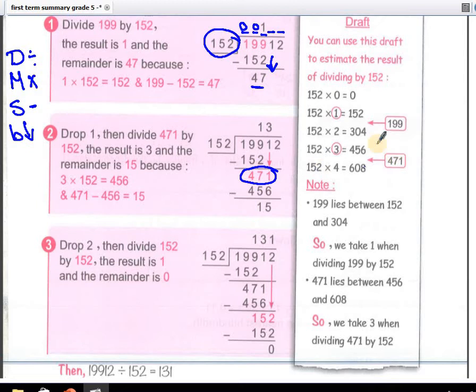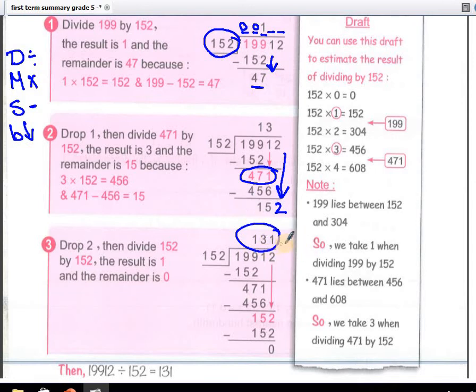So I'm going to look here, I have 456 and here 471. It's less than this number, so I'm going to choose 3 up and 456 down, and then I'm going to subtract, and this number will be 15, and then I drop down the 2 here, and then 152, it's only 1 here, so the result will be 131.